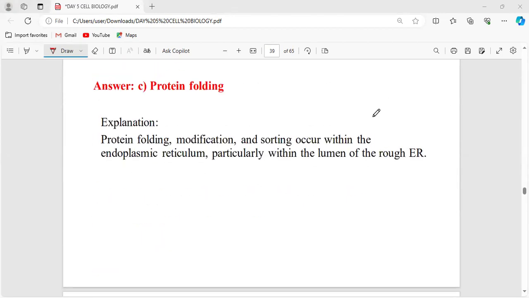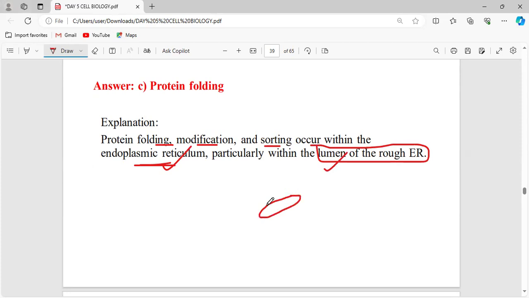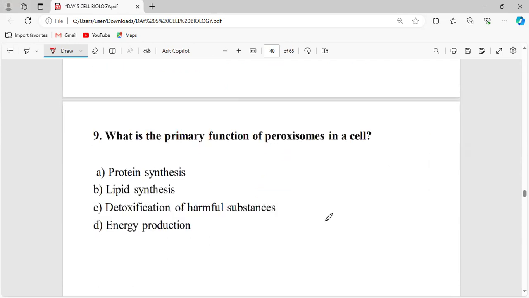Protein folding, modification, and sorting of proteins occur within the endoplasmic reticulum, particularly the lumen of the rough endoplasmic reticulum. Lumen is nothing but the space present inside the rough endoplasmic reticulum. And what will be the difference between the rough and the smooth endoplasmic reticulum? This is the basic difference. If the endoplasmic reticulum is embedded with ribosomes, then we call it the rough endoplasmic reticulum, and because of the ribosomes present, it deals with the synthesis of proteins. Right, and what is the primary function of peroxisome in the cell?